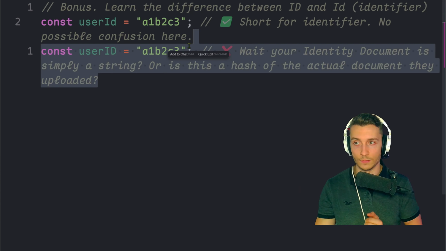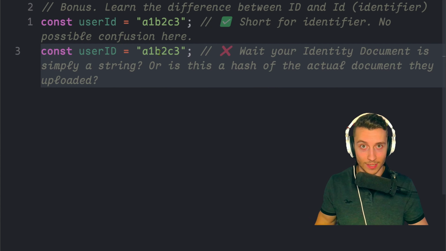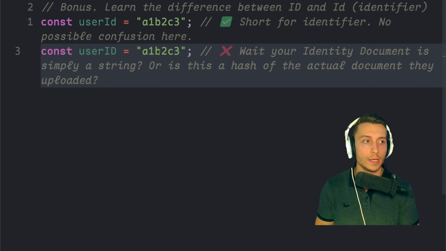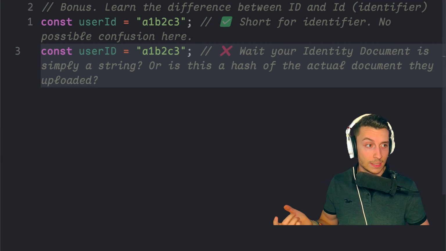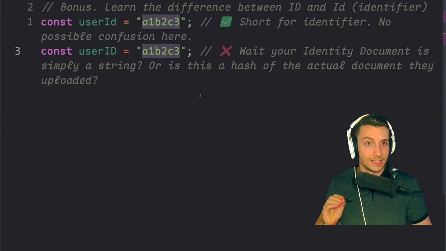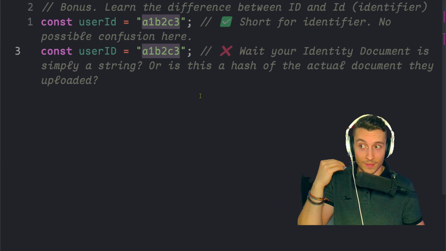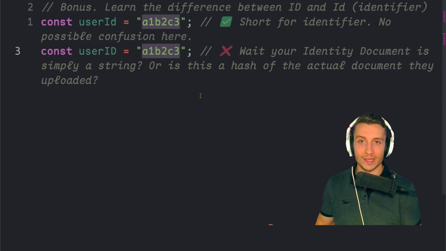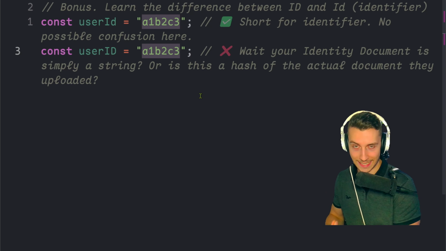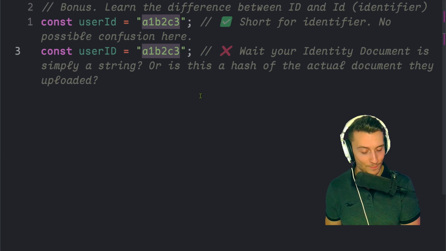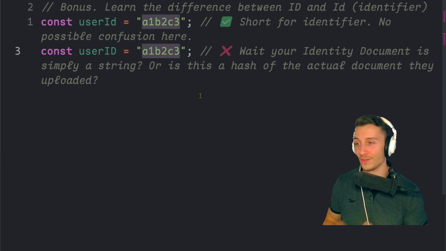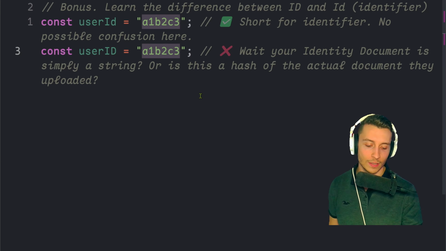Now, what happens if we have a system where a user is expected to actually upload the real identity document, and then we hash it, or we do something to securely store it in our system? In that case, do we know if this is the identifier or if this is the hash of their identity document? Well, we don't know. We have no way to know. And that's the problem with using capital letters or shortened words. And the worst offender in this case is Go, which forces you to do that through their naming convention. If you follow Go's naming convention, which honestly I suggest you do, they enforce this. And I absolutely hate this.